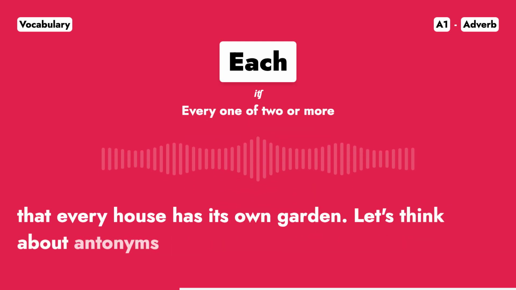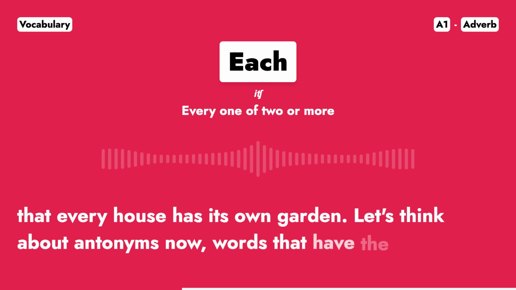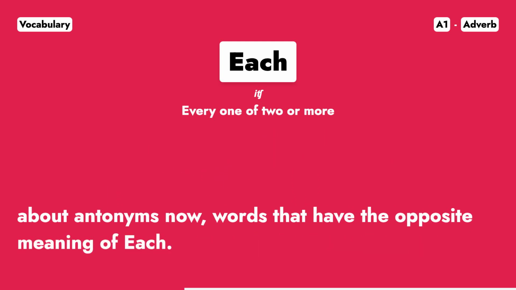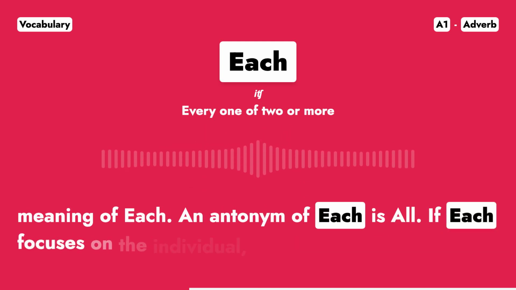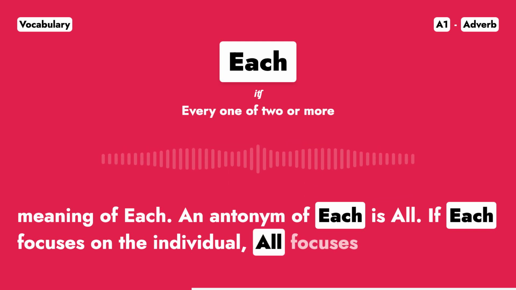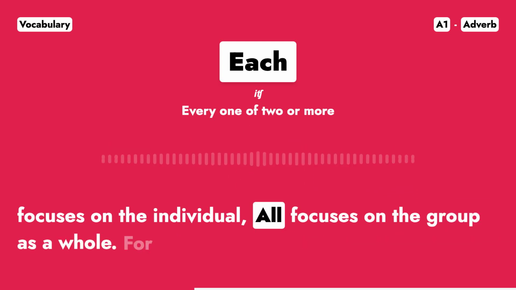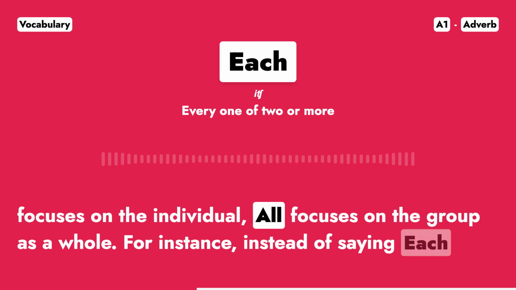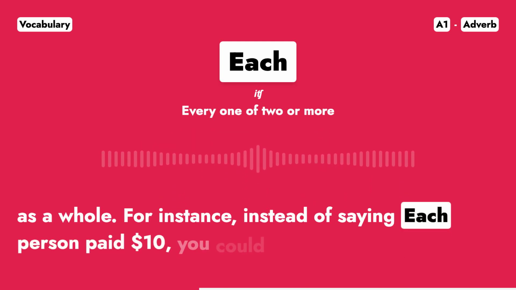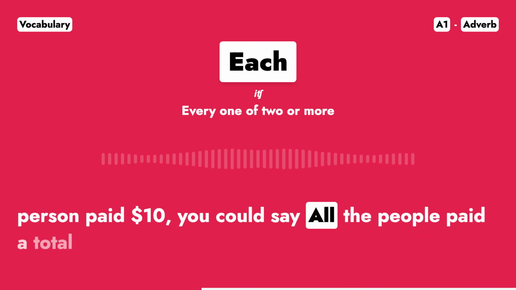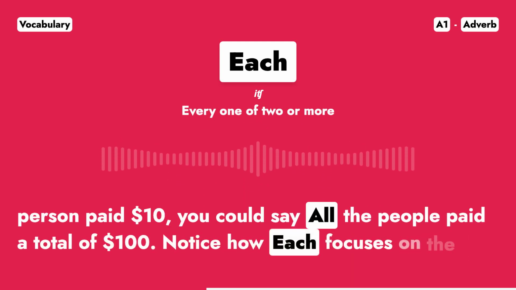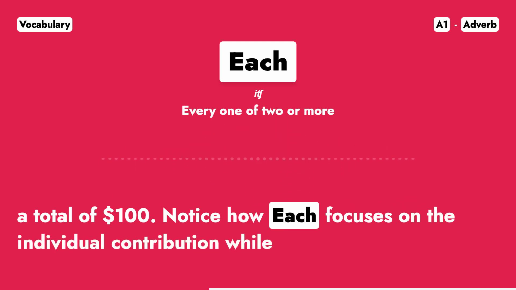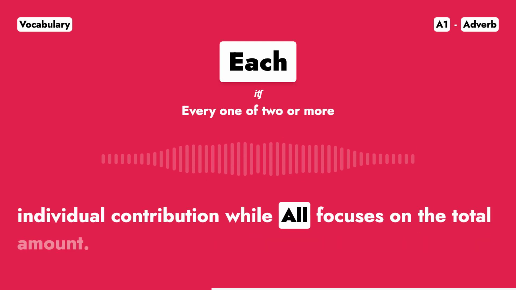Let's think about antonyms now, words that have the opposite meaning of each. An antonym of each is all. If each focuses on the individual, all focuses on the group as a whole. For instance, instead of saying each person paid $10, you could say all the people paid a total of $100. Notice how each focuses on the individual contribution while all focuses on the total amount.